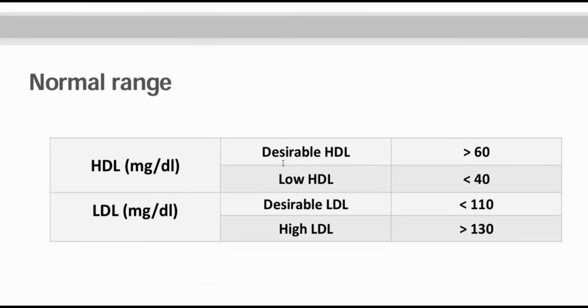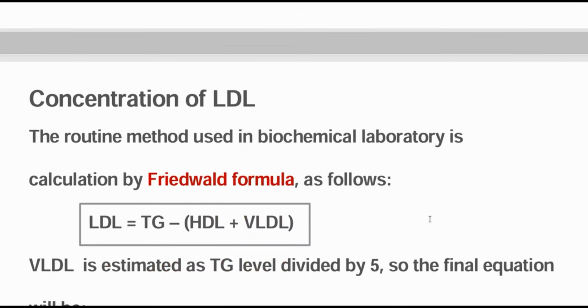And these are the normal ranges, in milligram per deciliter. Desirable HDL is greater than 60. Low HDL is less than 40. Desirable LDL is less than 110, and high LDL is greater than 130. The concentration of LDL can be calculated this way, with this equation: LDL is equal to total cholesterol minus HDL plus VLDL.